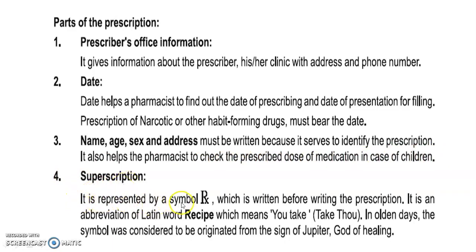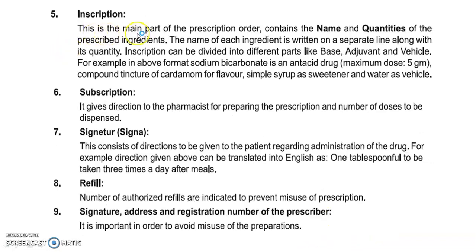Superscription is represented by a symbol RX which is written before writing the prescription. It is an abbreviation of the Latin word recipe, which means you take. In olden days the symbol was considered to be originated from the signs of Jupiter, that is the god of healing. Then inscription, this is the main part of the prescription order, contains the name and the quantities of the prescribed ingredients. The name of each ingredient is written on a separate line along with its quantity.